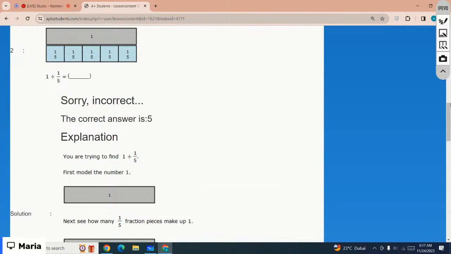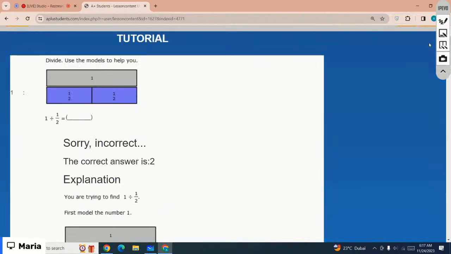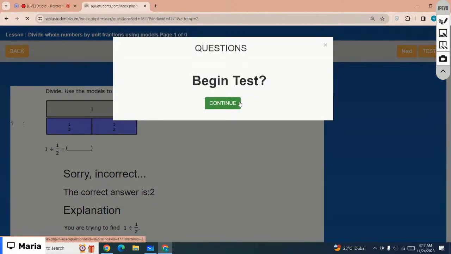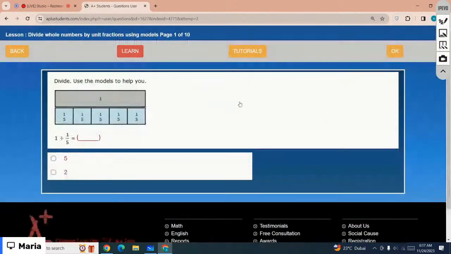Let's just start with the test questions. Okay, 1 divided by 1 by 5, which is the correct option? That's the one we just did in the tutorial. So which is the correct option?